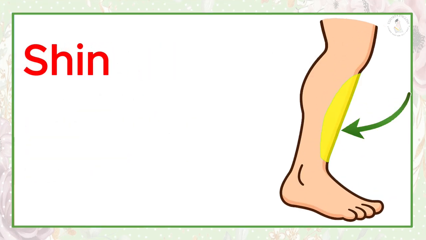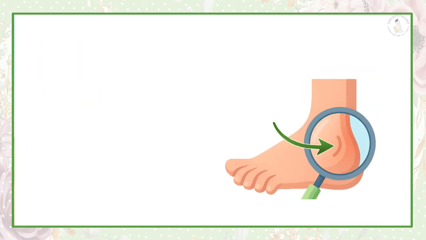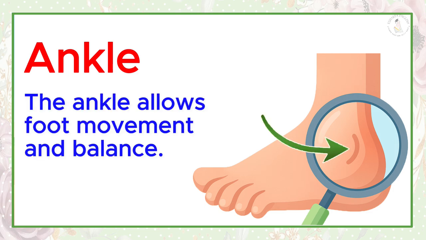Shin. The shin is the front part of the lower leg, below the knee. Ankle. The ankle allows foot movement and balance.